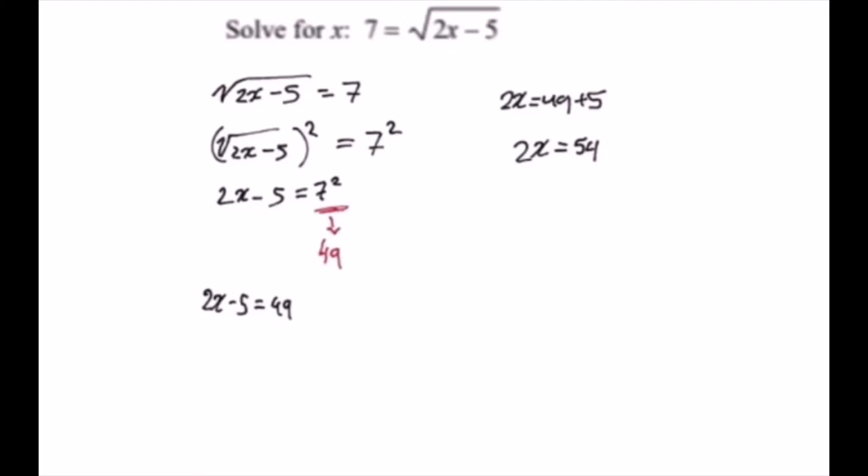So for the last step, to find the final answer, we divide both sides of the equation by the coefficient of the variable. x equals 54 over 2. Cross out the common factor, which then will give you the answer, which is going to be x equals 27. And this is the final answer.